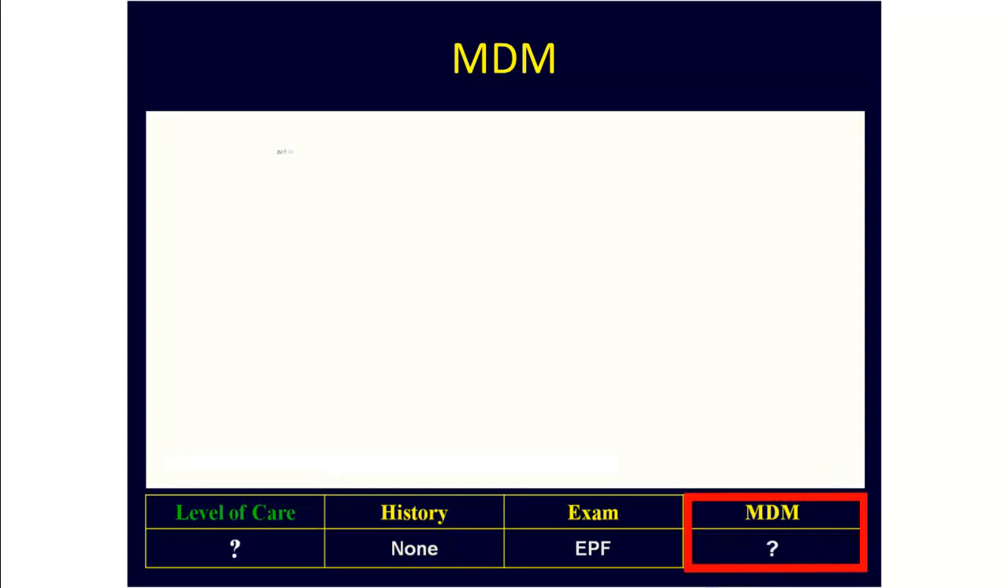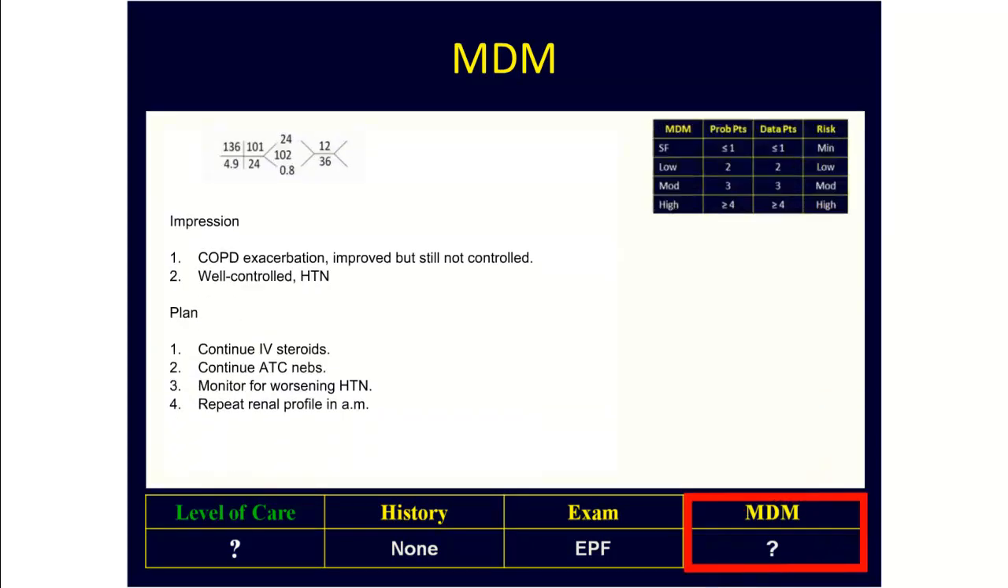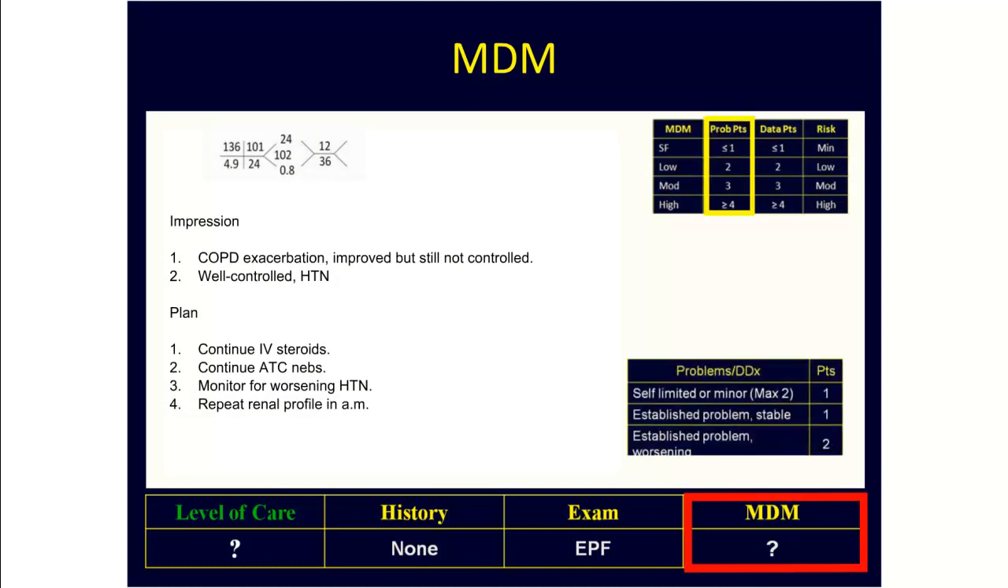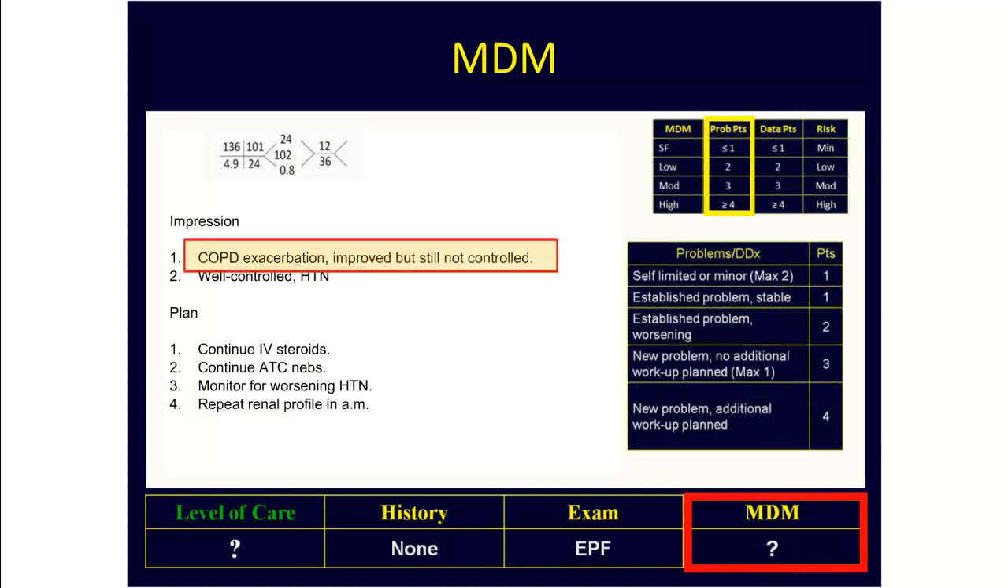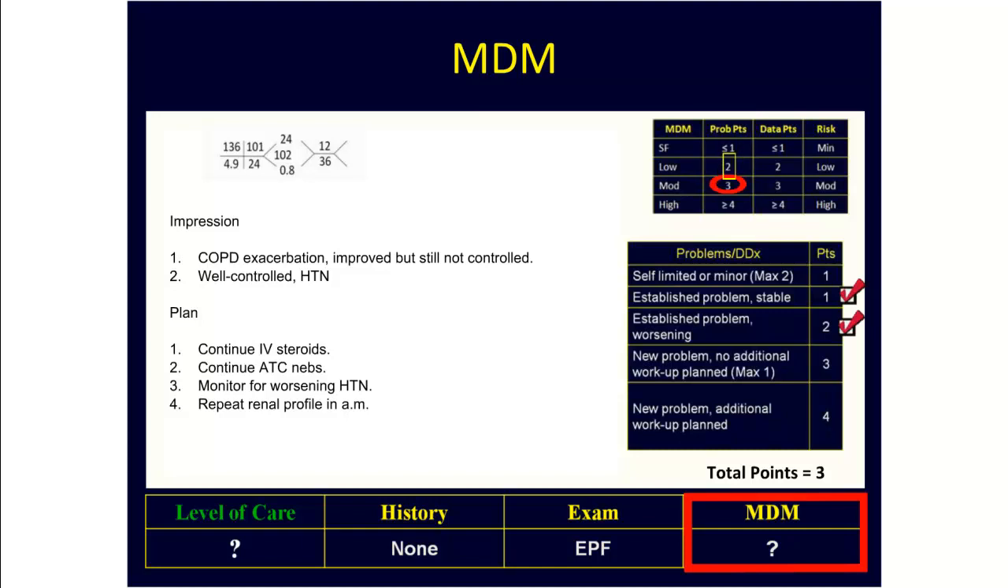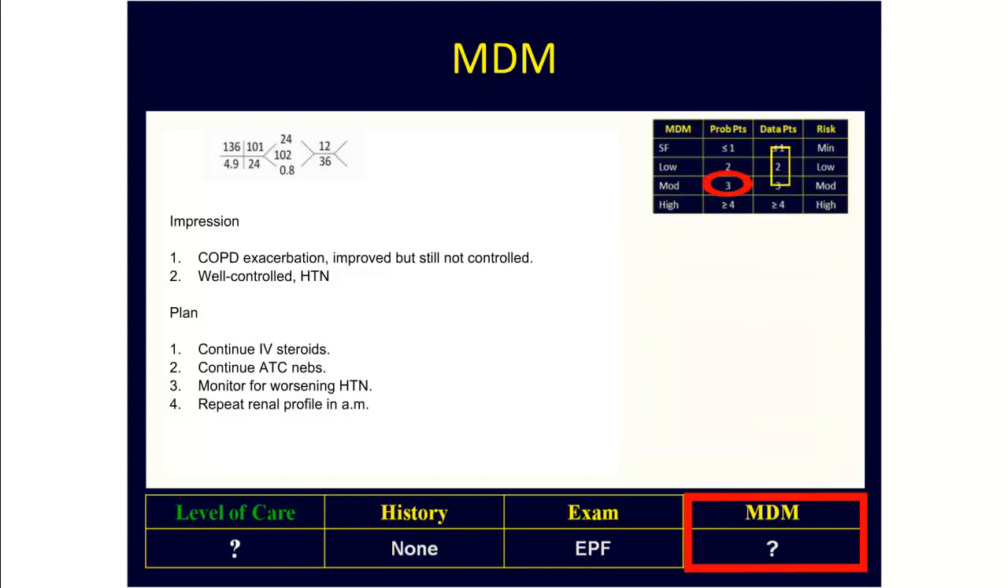Looking at the medical decision-making, it's always a good idea to take apart the assessment plan in a systematic manner. Starting with the problem points, here the COPD exacerbation is still not controlled, so this is worth 2 problem points. The hypertension is well controlled, so this is worth 1 problem point. So we have a total of 3 problem points. The next step is to check the data points.